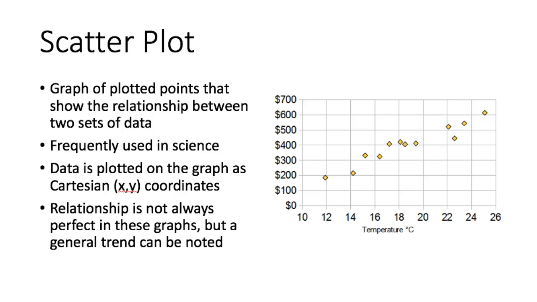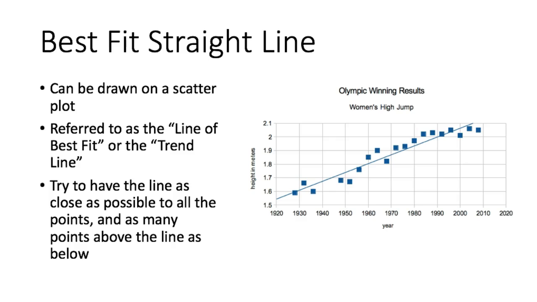Sometimes with a scatter plot, we want to find the best fit straight line. This can be referred to as the best fit straight line, the line of best fit, or the trend line. And we see that here in this graph where we have this straight line drawn between these data points. In general, you want to try to have the line as close as possible to all of the points, and you want to try to have as many points above the line as below the line.